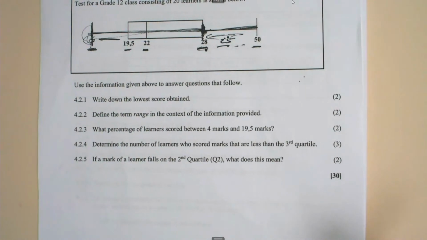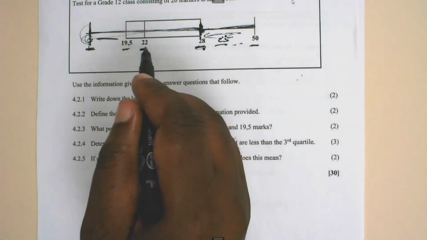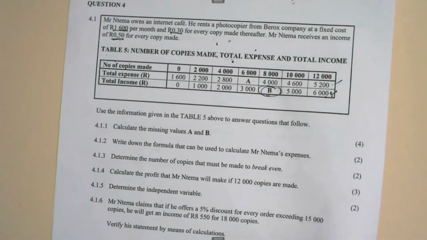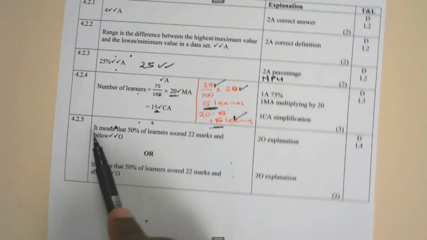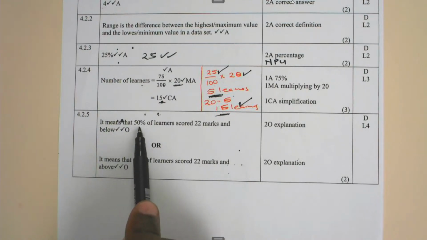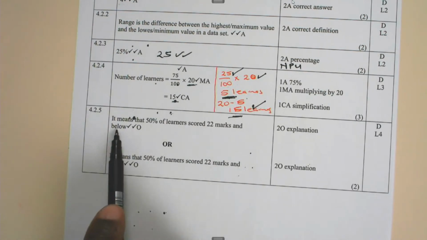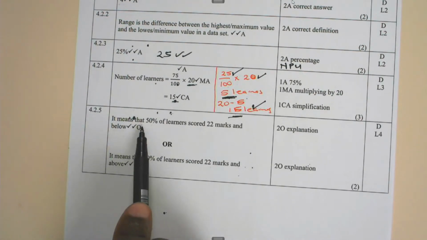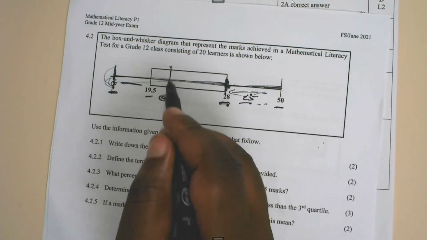If a mark of a learner falls on the second quartile, which is Q2, what does it mean? Let's look at the possible answer. The possible answer says it means that 50% of learners scored 22 marks and below. Remember, 50% is Q2, just up to there.